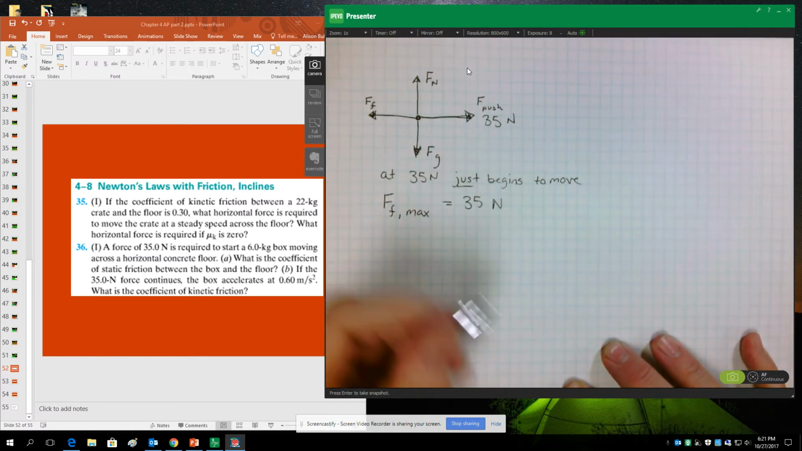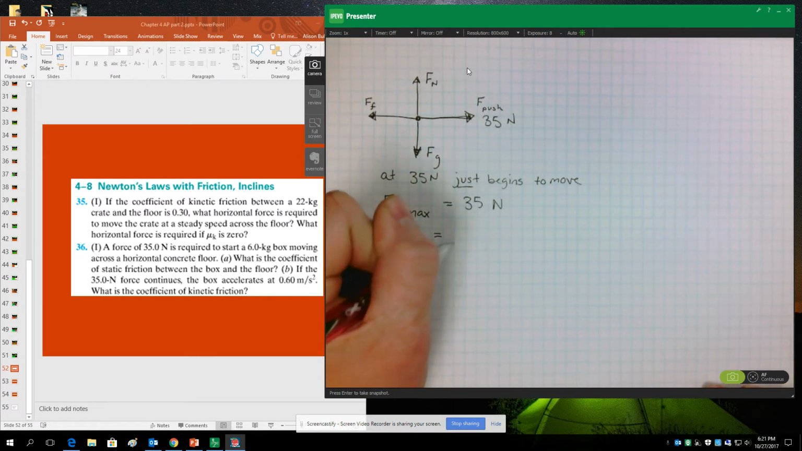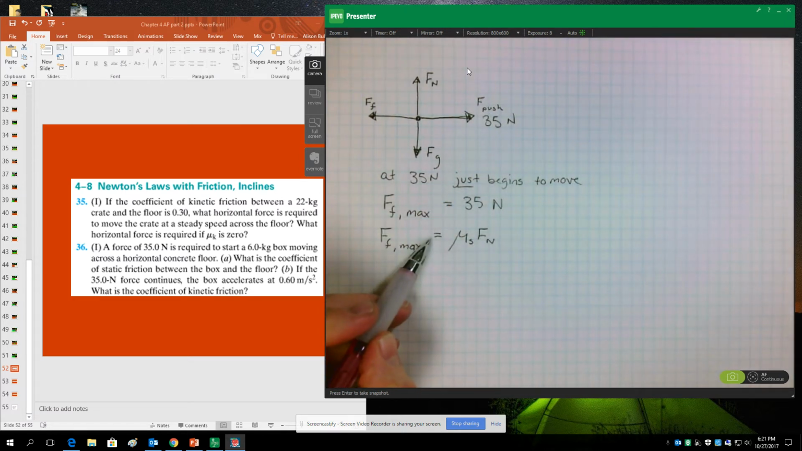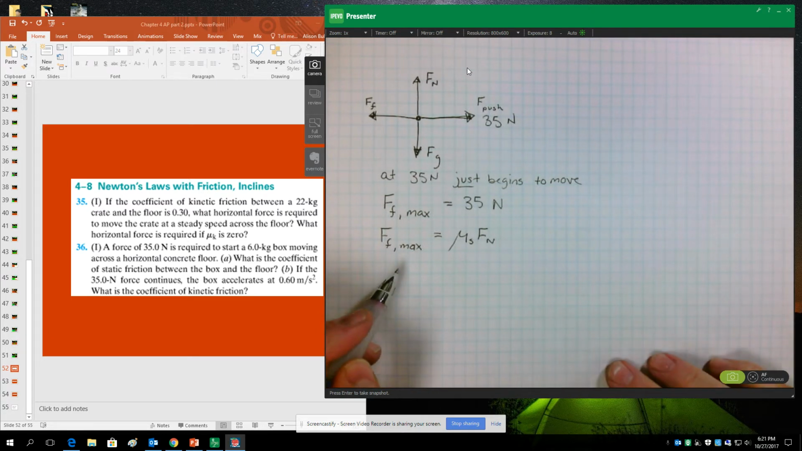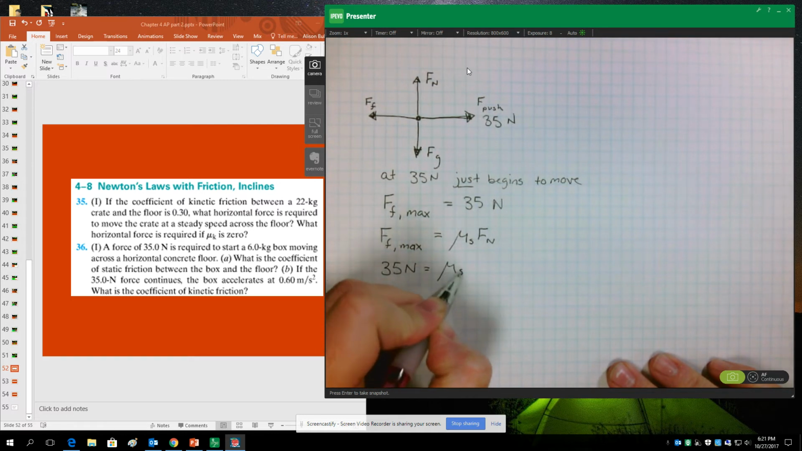Don't forget units. And then we remember that static friction builds in response to some maximum value, and that maximum value occurs at mu sub s times the normal force. I deleted the greater than or less than or equal to sign because we are at that breaking point right now. This is the only time you can use the equation mu sub s times normal force. Otherwise, the static friction is just whatever it needs to oppose the intent to move. Okay, so 35 newtons is equal to mu sub s times the normal force.